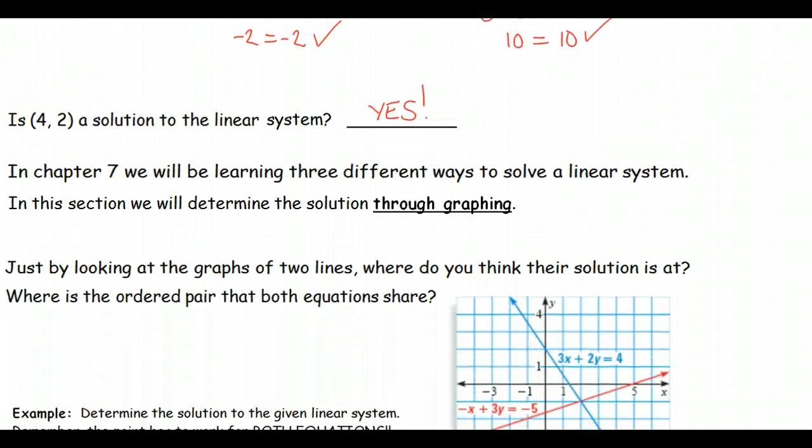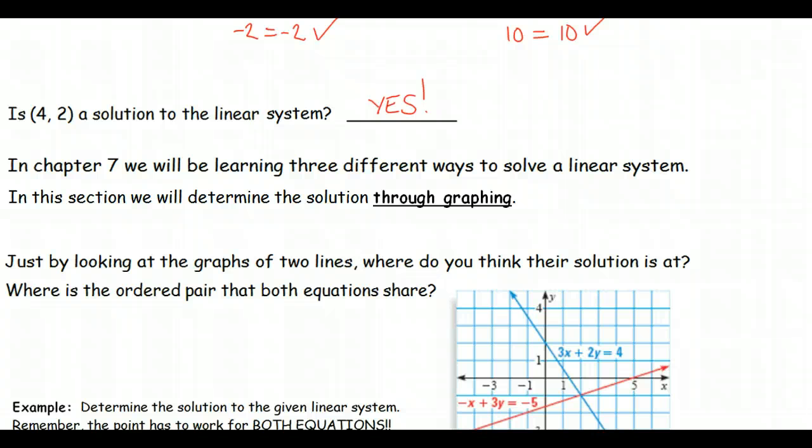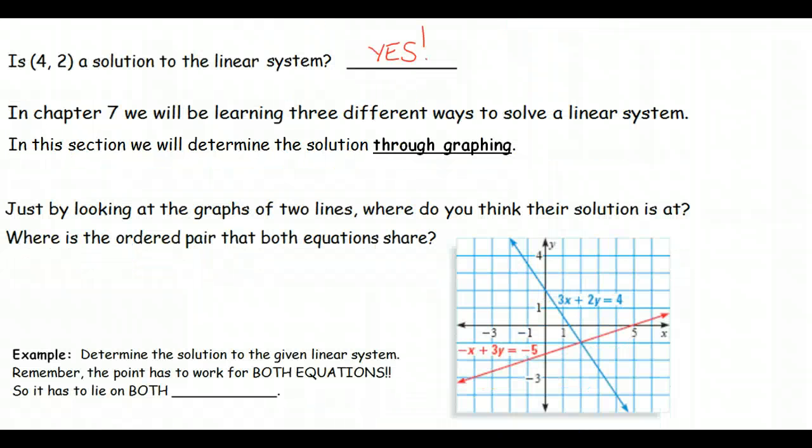In this chapter, we will be learning 3 different ways to solve a linear system. And in this section, we will be determining the solution through graphing. Just by looking at the graphs of 2 lines, where do you think the solution is? Where is the ordered pair that both equations share? Looking at the graph, hopefully you notice that where they intersect or cross is the solution. It is the ordered pair that lies on both lines.